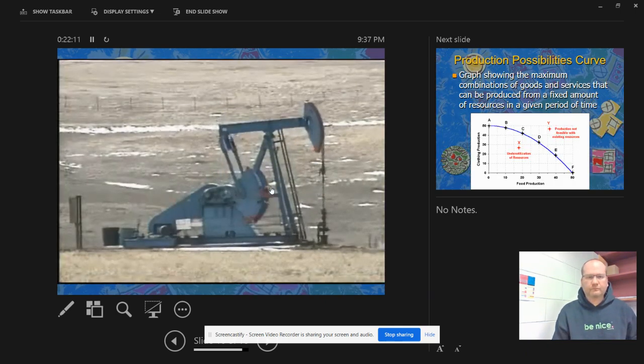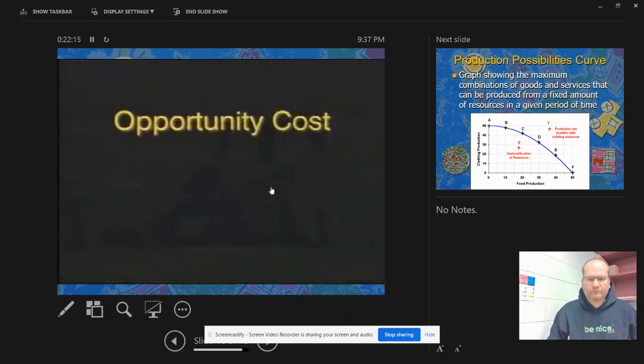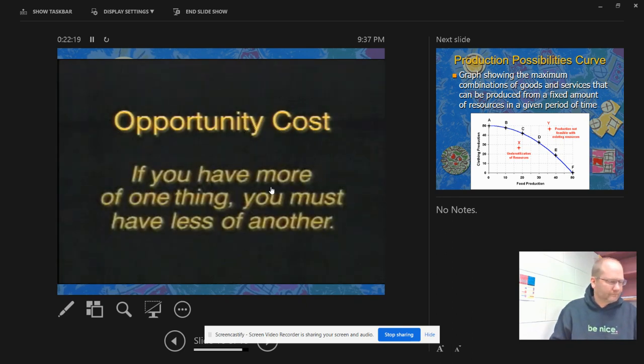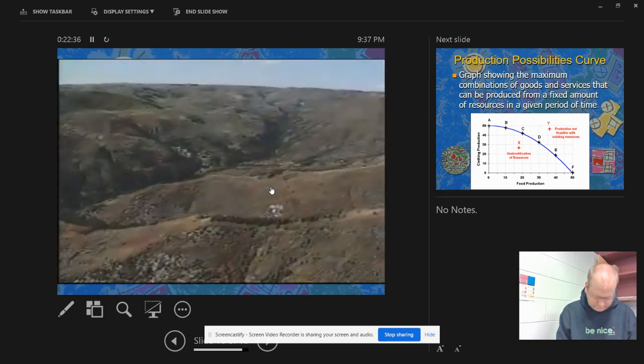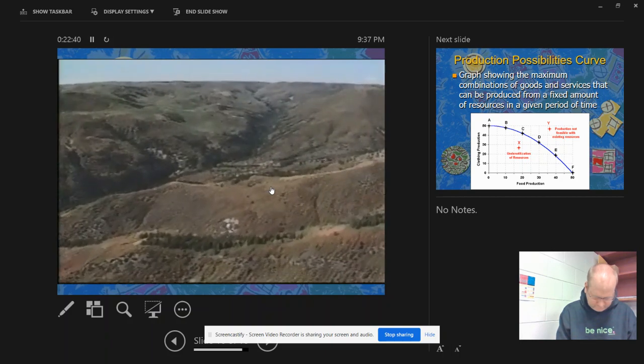With scarcity at the basis of material economics, the key operating principle is opportunity cost. The principle of opportunity cost states that if you have more of one thing, you must have less of another. In the case of true abundance, opportunity cost diminishes or ceases to exist, and you can have it all. Let's look at how the principle of opportunity cost works on a variety of levels.